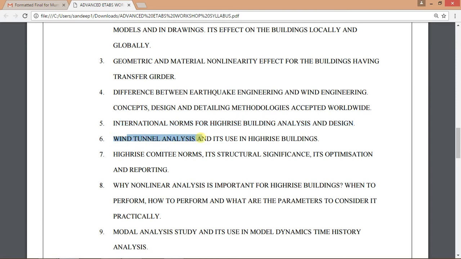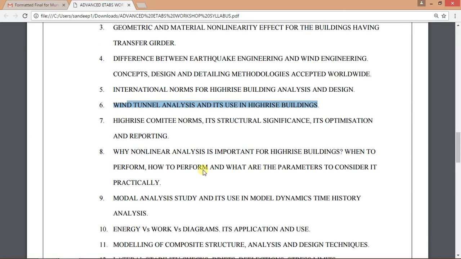The sixth topic is the wind tunnel analysis and its use in high-rise buildings. For wind tunnel analysis, from ETABS we need to give certain mass moment of inertia and certain physical properties, and take inputs from the wind tunnel consultant. So how to do that, how to standardize the wind model which the wind engineering consultant is going to build in their laboratory, and how to standardize it as a prototype model for the main building. So that we'll be checking as the sixth point.